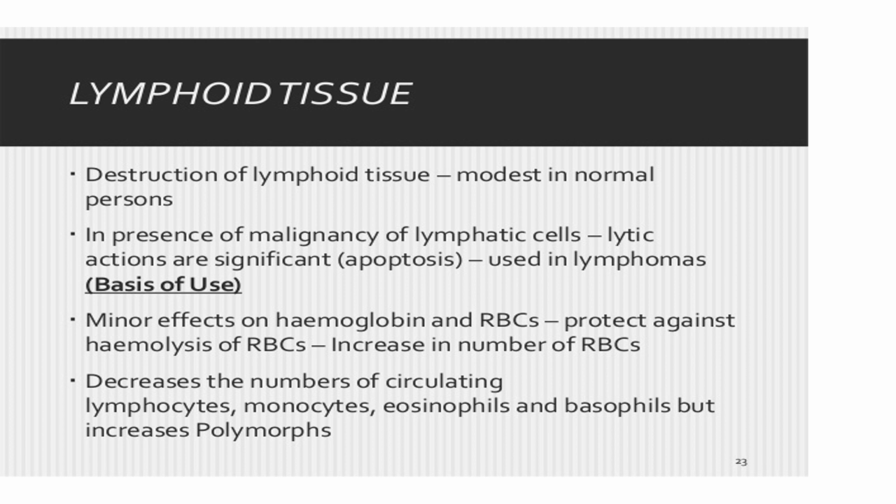Because apoptosis is increased, they can be used in malignancy, especially in lymphomas. That is the basis of the use. If asked why we use steroids in some malignancies, it is because it increases apoptosis. A few of the cancer cells can be killed. Then there are minor effects on RBC. It increases the number of RBC. Okay.